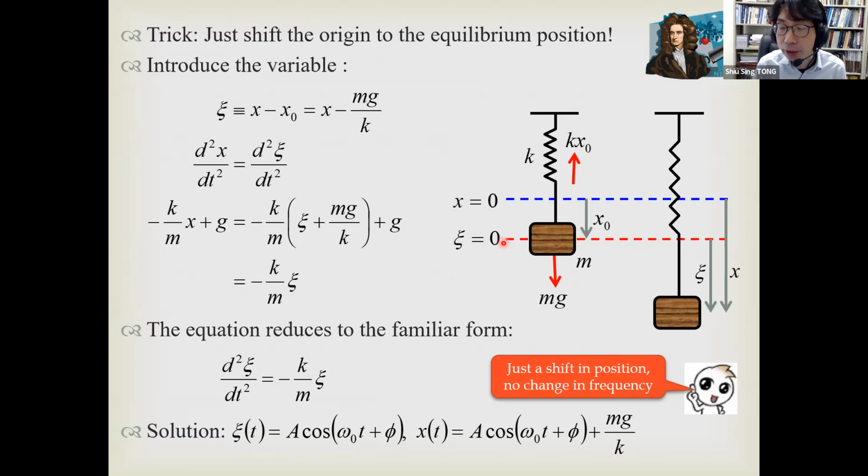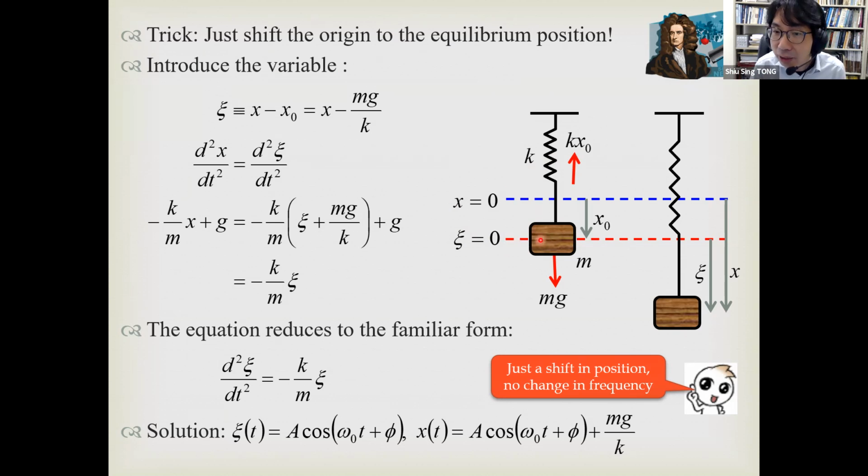Now, ξ is very simple. At the equilibrium position of the mass under gravity, I call this level ξ equal to 0. Do you understand? So ξ equal to 0 is actually the equilibrium position of the hanging mass. It is not the position of the unstretched spring, but the equilibrium position of the hanging mass.